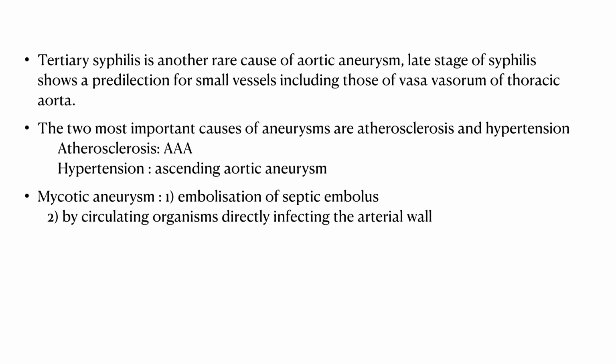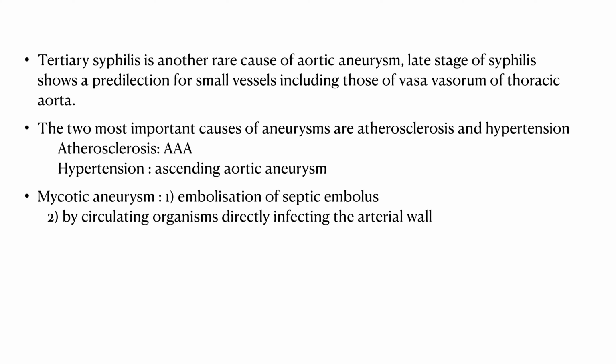Now, this fourth cause is a very rare cause for aortic aneurysms. This is tertiary syphilis. In the late stages of syphilis, the syphilis shows a predilection for small vessels, such as the vasa vasorum of the thoracic aorta, in which it causes aneurysms, and this leads to aneurysmal dilations, and also sometimes involves the aortic valve annulus.